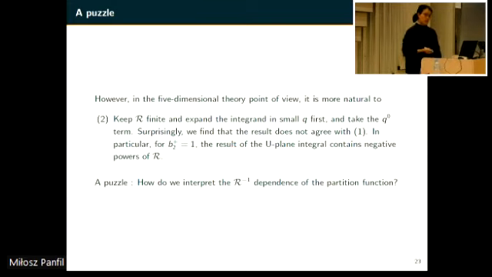There could be a lot of possibilities. For example, are there any subtleties in defining the prepotential in a certain region in the U-plane? Or could there be some subtleties in the UV completion? Or could there be some other branches of solution that can cancel this negative R dependence? We don't have any conclusion yet, but this is a very interesting puzzle that needs to be better understood.